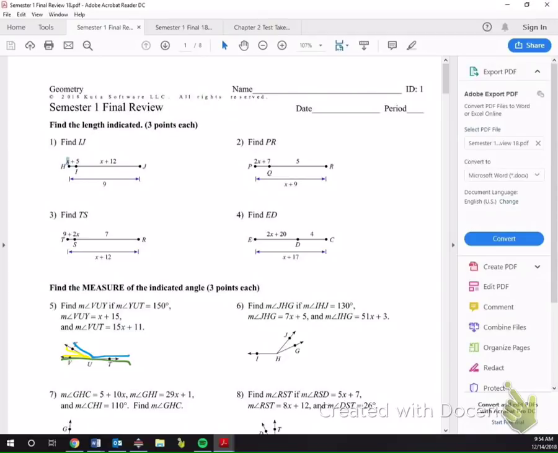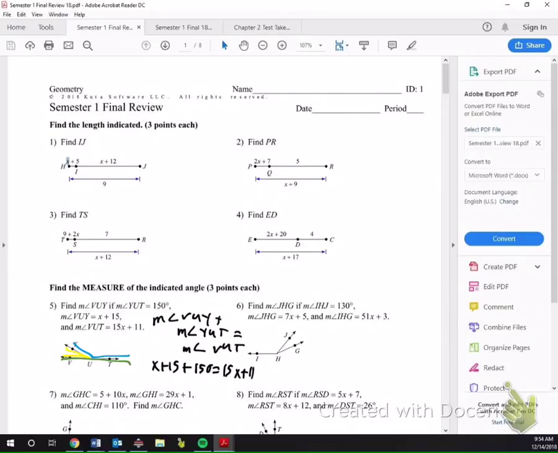So if writing this equation, we know that the measure of VUY plus the measure of YUT equals the measure of VUT. The measure of the yellow angle plus the measure of the blue angle equals the measure of the green angle. Now we plug it in. VUY equals x plus 15, plus YUT, 150, equals VUT, 15x plus 11. So we've set it up. That's the geometry portion of the problem.